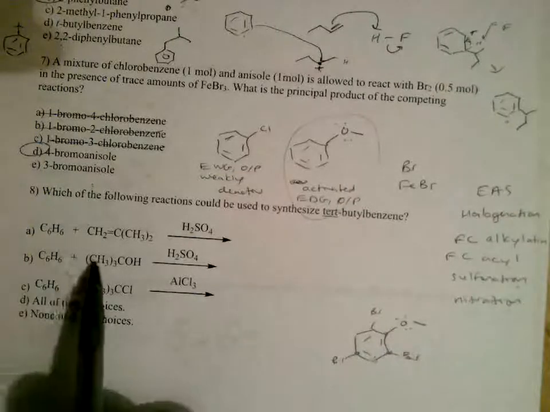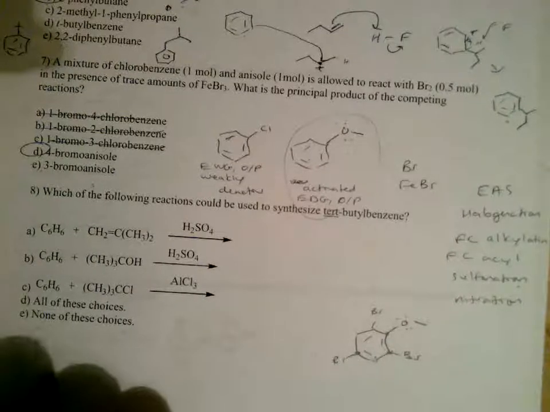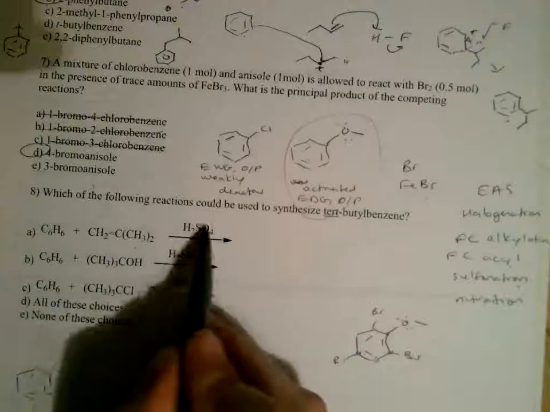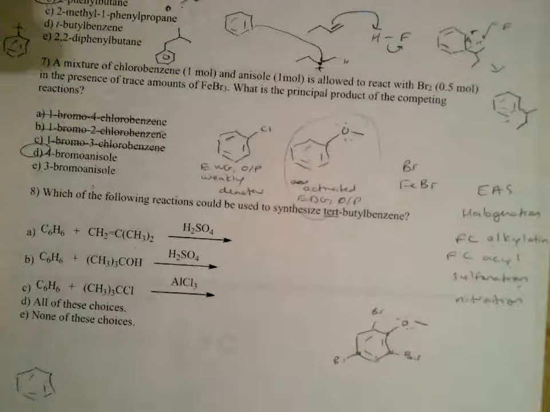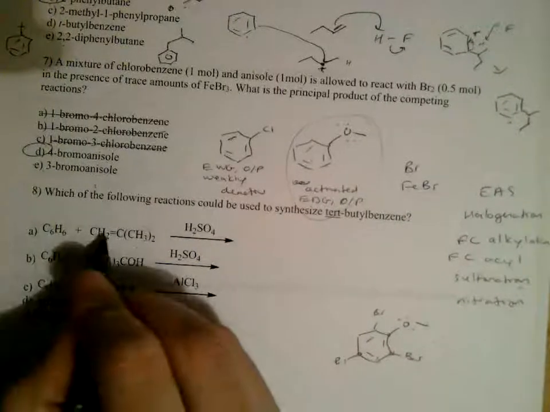Okay, next question. This looks like an alkylation. So for all of these, we have plain old benzene, and then we have something that's combined with an acid to turn into an electrophile. So this is actually mostly a review of an earlier chapter for you guys. It's just a review of reactions of alkenes. So I'm going to go pretty quickly.